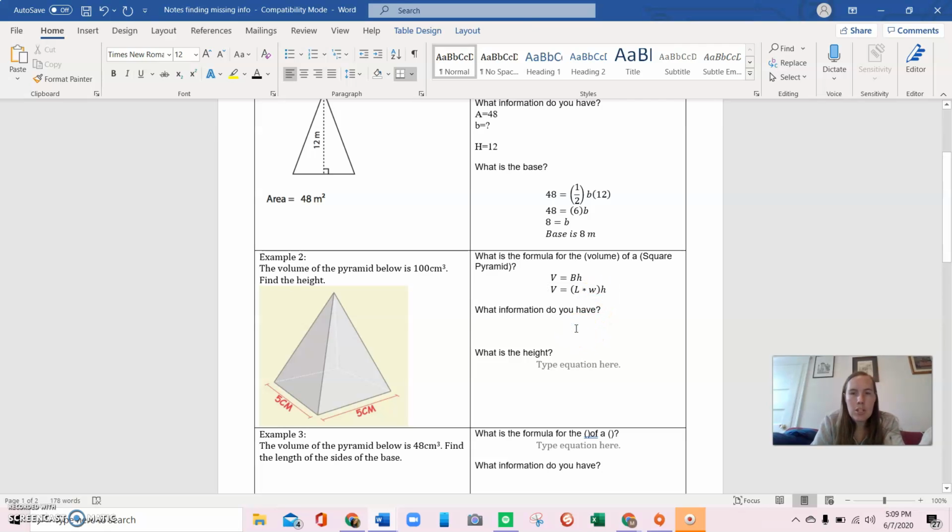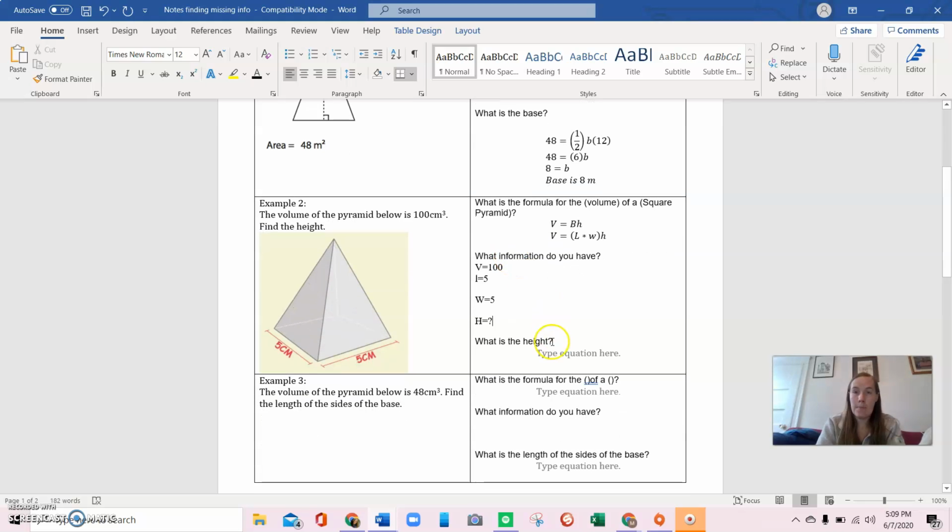So, information. I have a V that I need to be looking for, an L, a W, and an H. So there's lots of different things I need to be looking for. My V, my volume, it says over here it's 100. My L, which is my length, that's 5 over here. My width is 5 as well. And my height, that's the thing I don't know. So that's what I'm going to be figuring out.